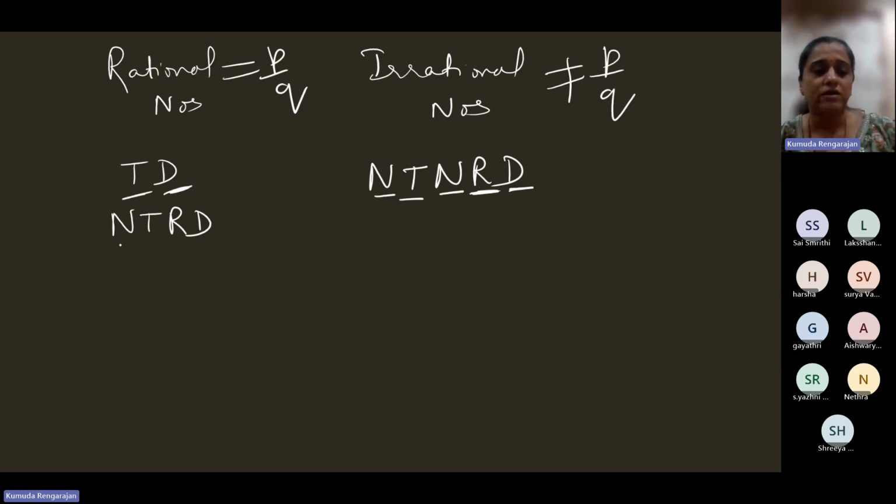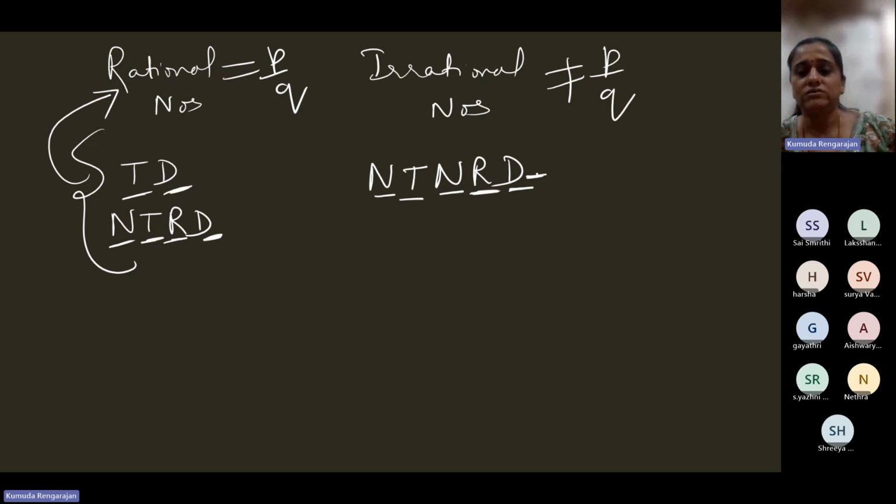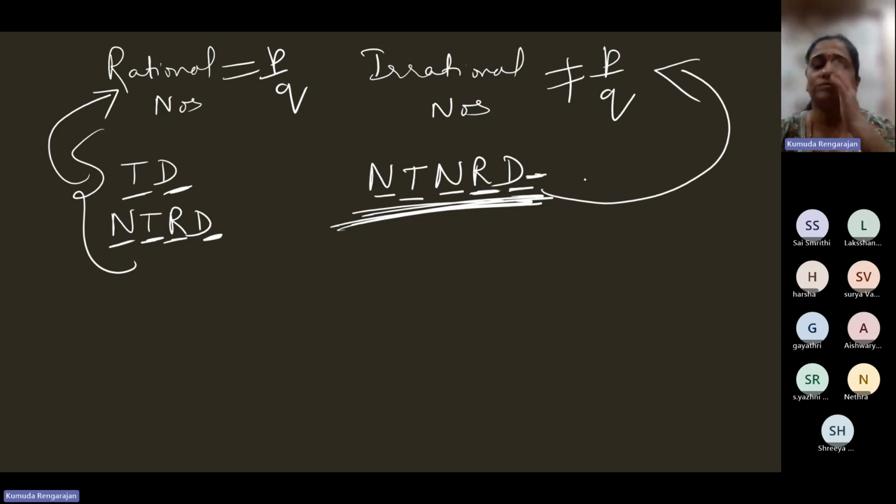Terminating decimal, non-terminating, repeating decimal. Both these are rational numbers. They have a P by Q form. This one is not this decimal value, this decimal expansion is not a result of this division process. Okay, so it's not from a P by Q. It's not by dividing P by Q.